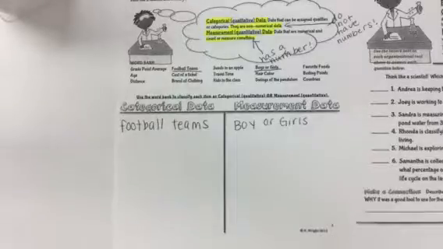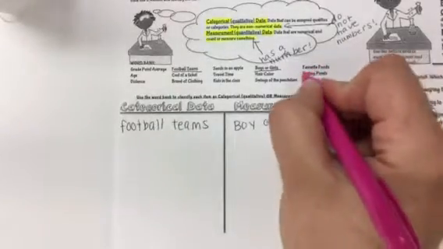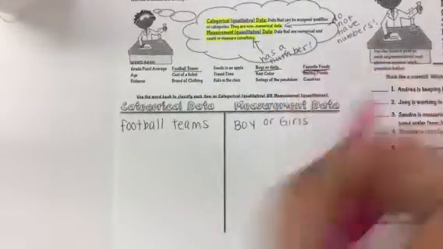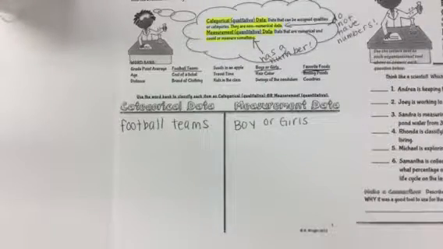Okay. All right, now we're gonna do this one right at the top here. Favorite kinds of food. I want you to figure out, does that go in categorical or does that go in measurement? Do it on your own. Favorite types of food.